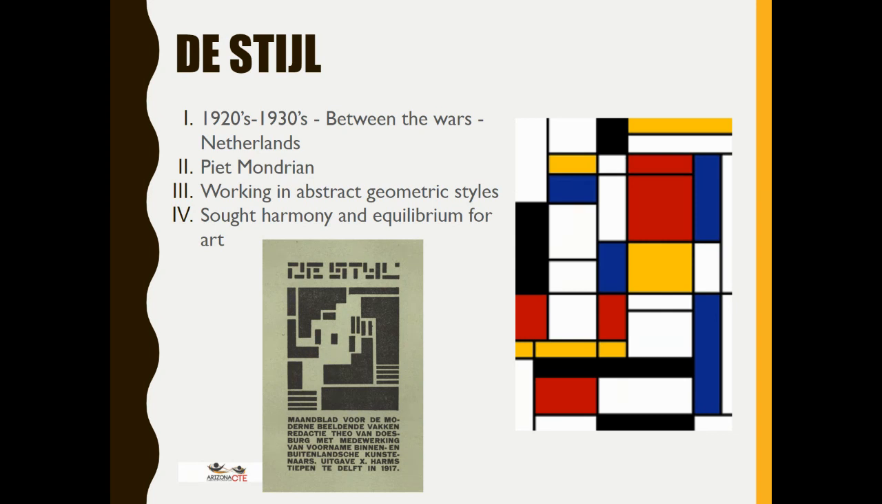So Piet Mondrian is the most famous artist from this movement, and that's his work on the far right. And he used primary colors, red, yellow, blue, and black and white. So working in abstract geometric styles, they wanted harmony and equilibrium for the arts. So their abstract stuff didn't represent anything. It was more about harmony and balance and equilibrium.